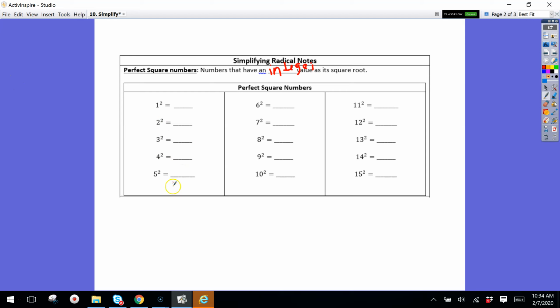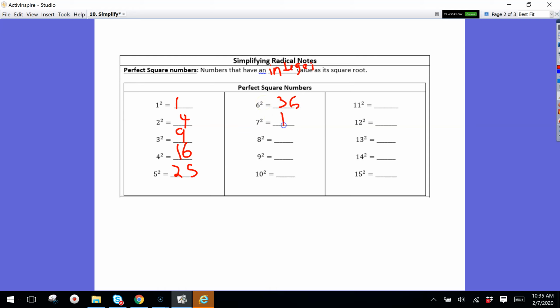So first, 1 squared is 1. So 1 is a perfect square, and the square root of 1 is actually 1. 2 squared is 4. So if I asked you what the square root of 4 is, it's 2, because that's the number that I squared to get 4. If I take 3 squared, I get 9. So if I take the square root of 9, that'd be 3. 4 squared is going to be 16, and let's keep going. 5 squared is 25. 6 squared is 36.